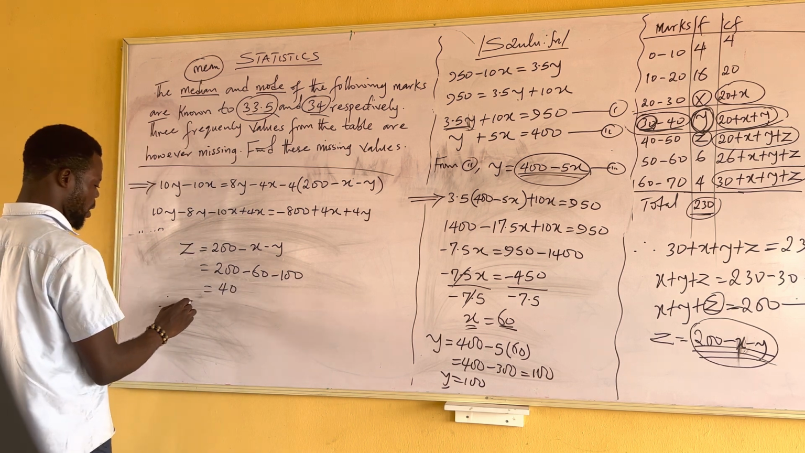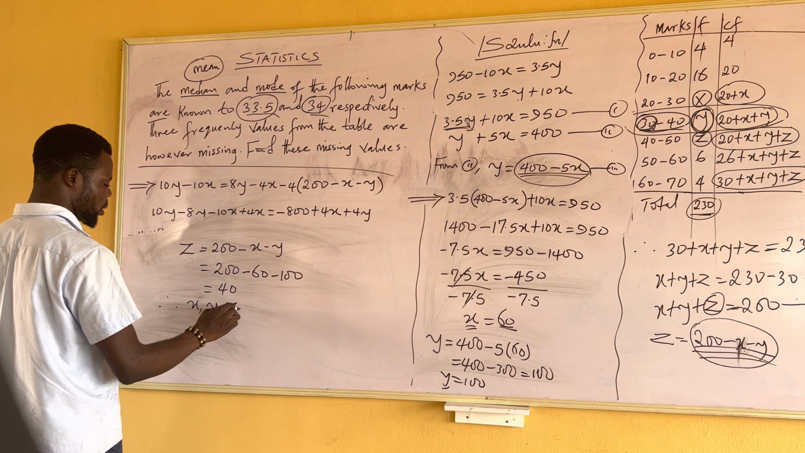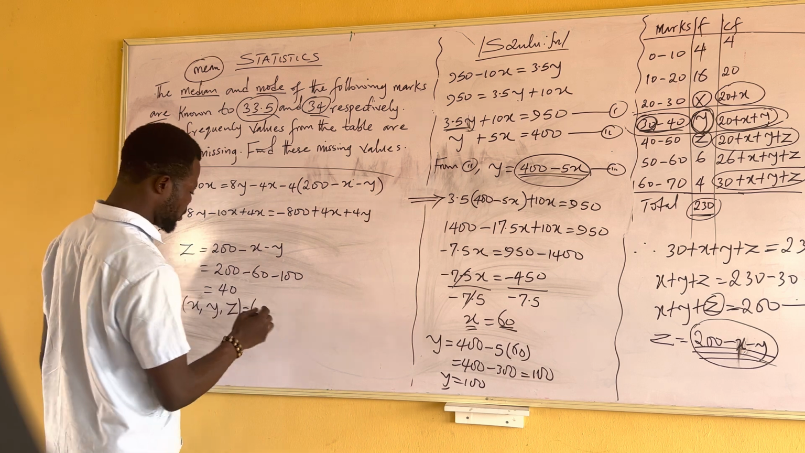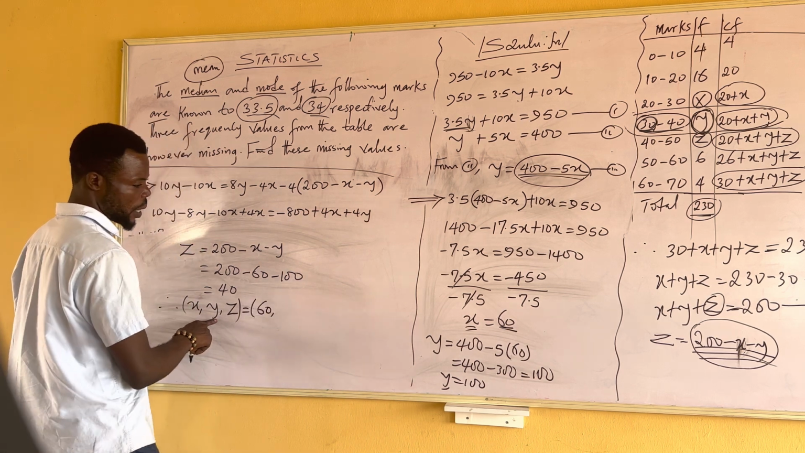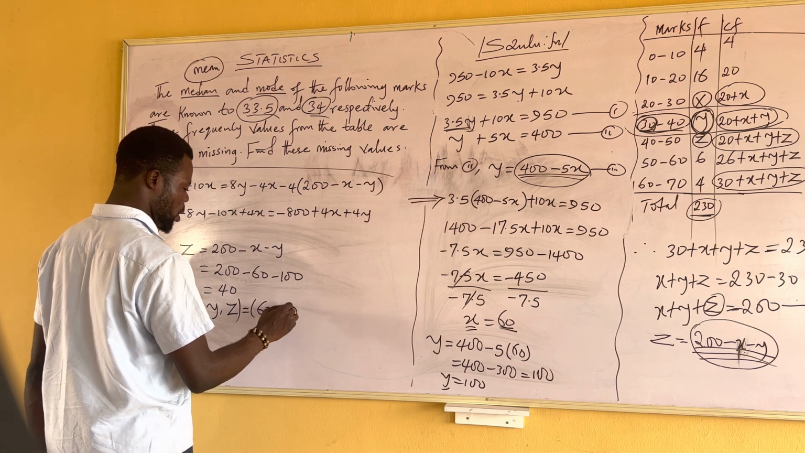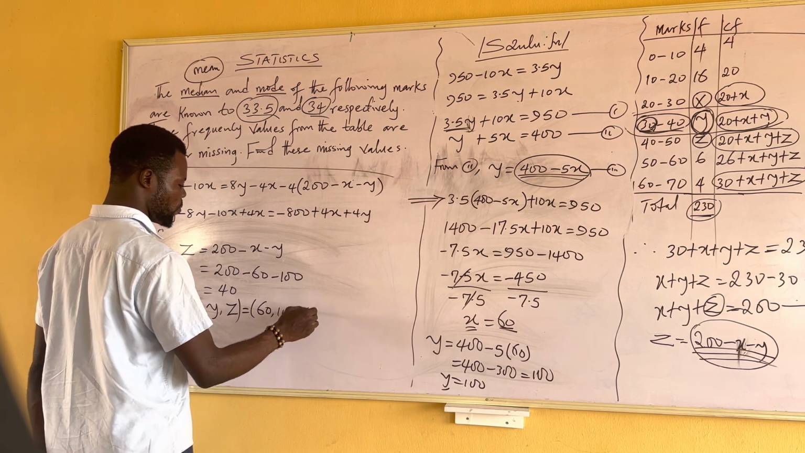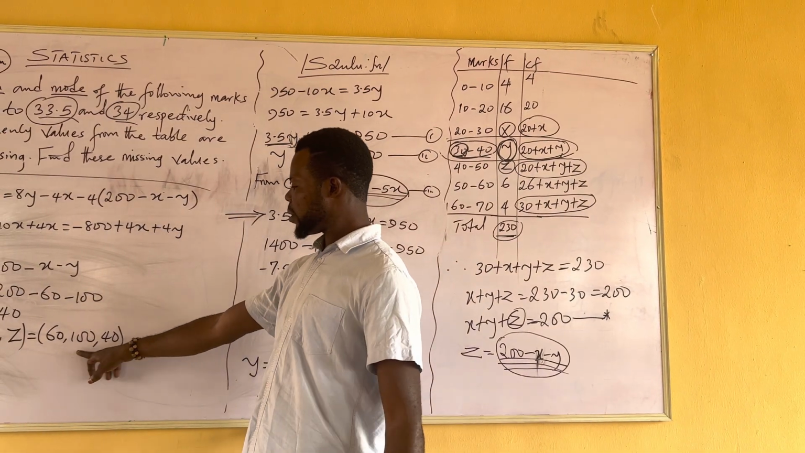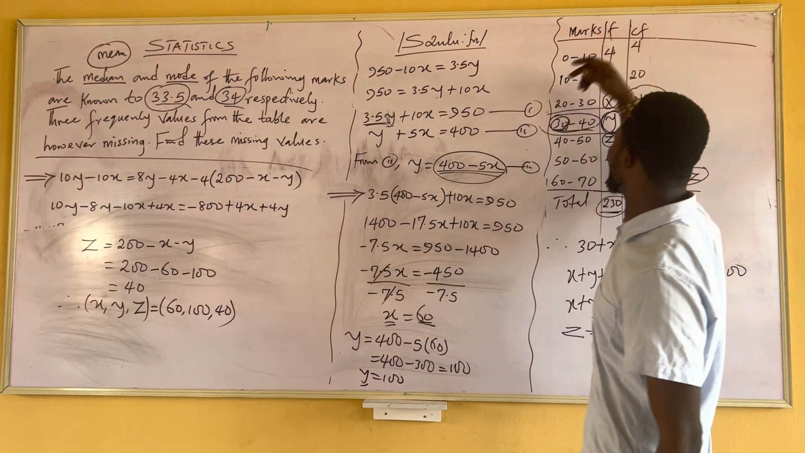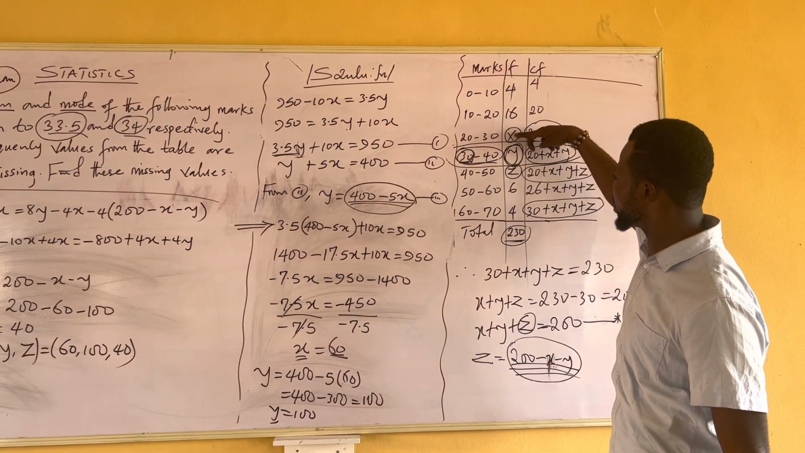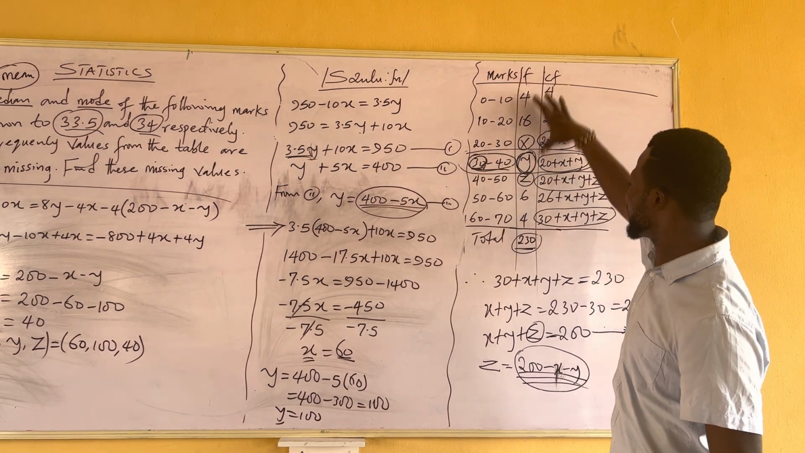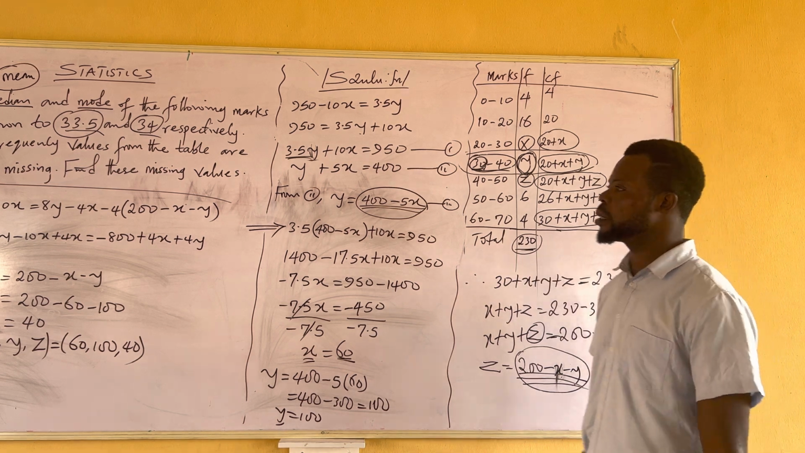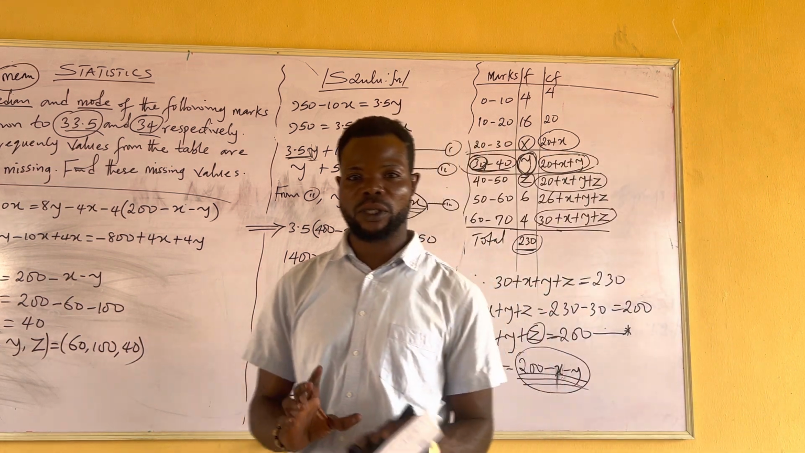Therefore, our x, y, and z will be equal to, our x is 60, and our y is equal to 100, and our z is equal to 40. So the missing values are 60, 100, and 40. By the time we substitute these values here, x, y, and z, if we add everything, we're going to have our total, which is equal to 230. So that is what we have today, and that is the question we have to solve today.